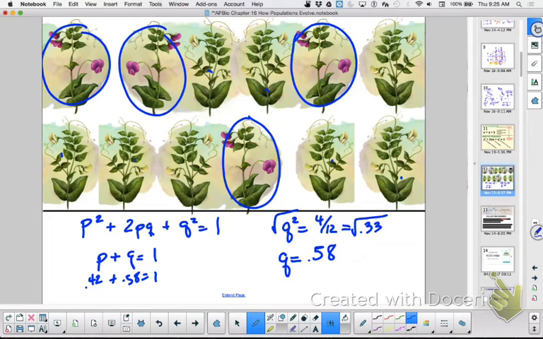If I wanted to predict how many of them are homozygous dominant, what would I need to do? Okay, so the homozygous dominant ones are going to be what? P squared, right? So I would take this value right here, 0.42, and square it. That would give me how many of them are P squared, a percentage. So take your 0.42 and square it. What did you get?